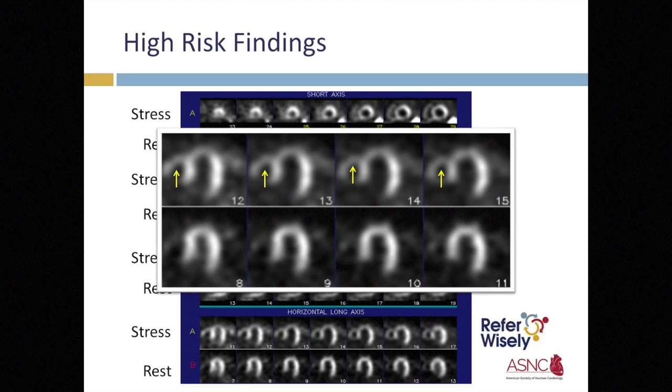In addition, the arrows call attention to the right ventricular free wall on the stress images that cannot be seen on the rest images. This finding of transient right ventricular visualization is also a high-risk finding, which is caused by an ischemia-mediated increase in the left ventricular end-diastolic pressure, which in turn causes right ventricular strain.